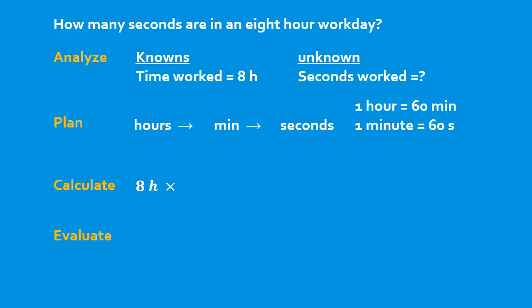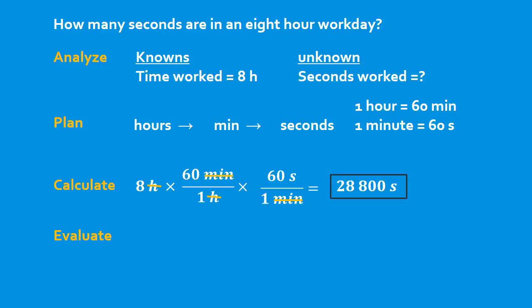So if we start with hours and we want to convert our hours to minutes, that means I need to be divided by hours. So that's 60 minutes in 1 hour. My hours are going to cancel. I'm left with minutes. Now I want to go from minutes to seconds. Minutes need to cancel, so that means minutes need to be in my denominator. So that's 60 seconds in 1 minute. Minutes cancel, that leaves us with seconds as the unit of our answer. We get 28,800 seconds.